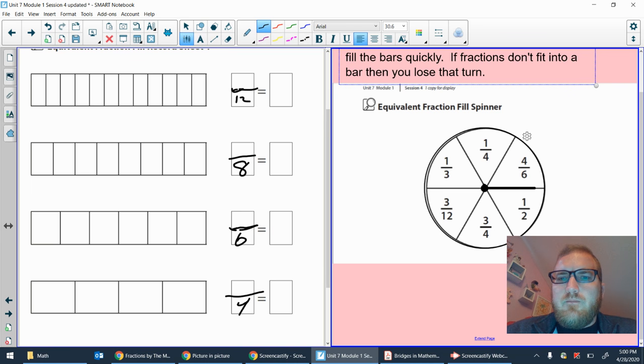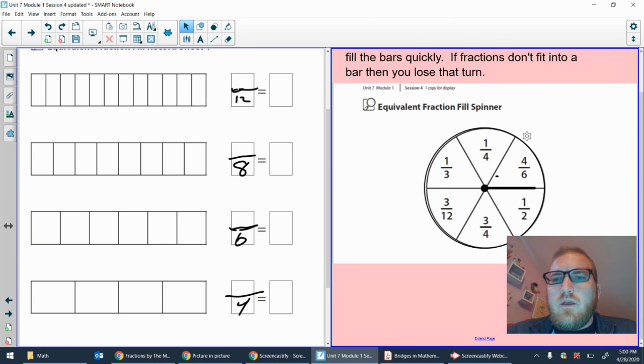So our first spin, let me undo that. My arrow here. Sorry about that. Oh my goodness, this is gonna be silly. Sorry about that, guys. All right, spin.